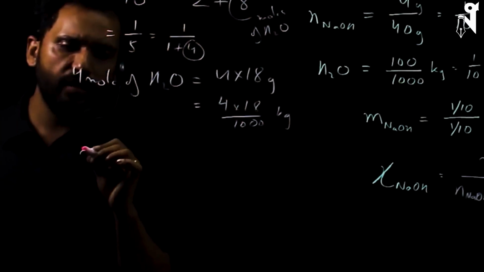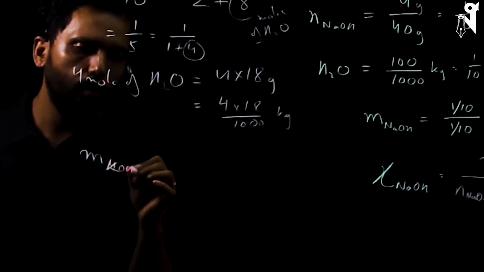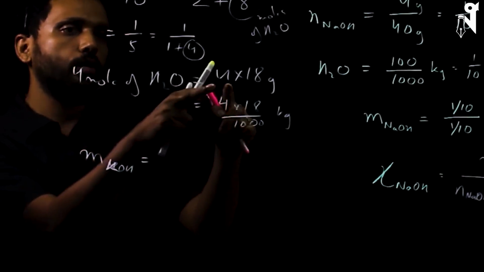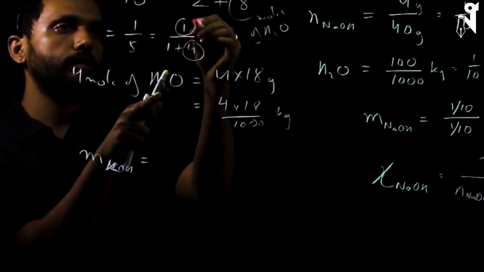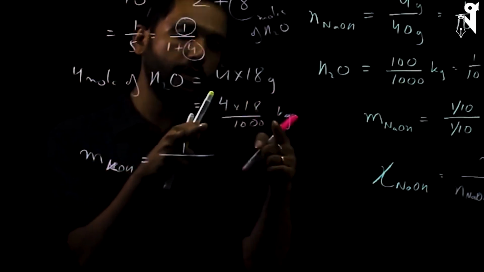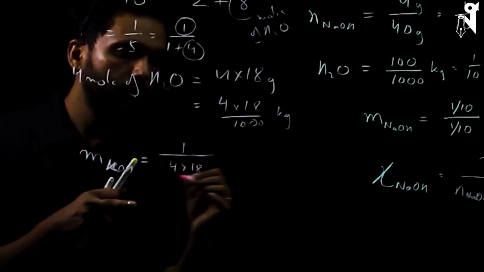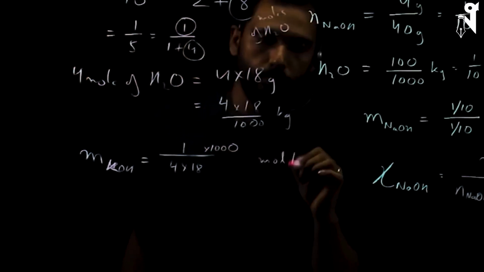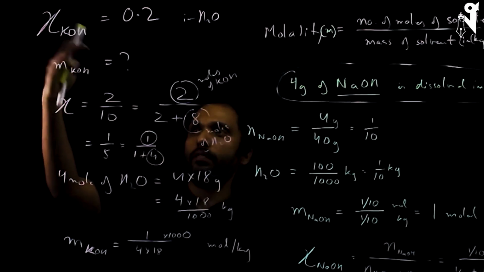So what is the molality? Molality of KOH, that will be number of moles of KOH. So with 4 moles of H2O, it was 1 mole of KOH. That is number of moles of KOH divided by the weight of H2O. Weight of H2O is 4 into 18 by 1000. So I'll put the 1000 on top. So that's your molality.